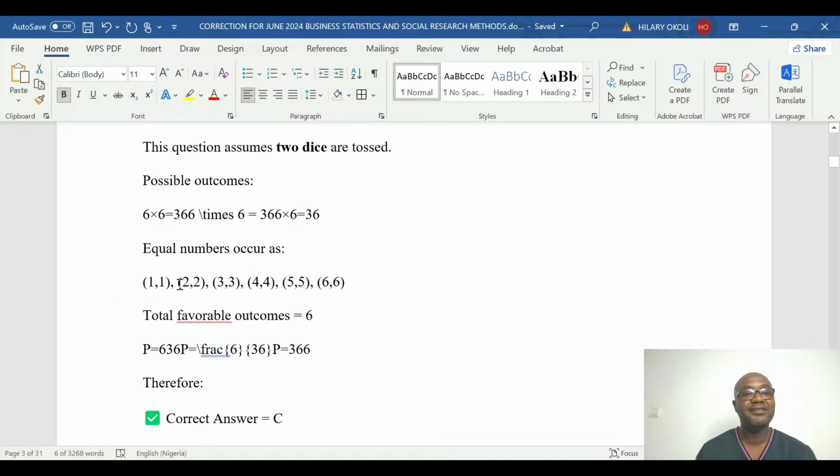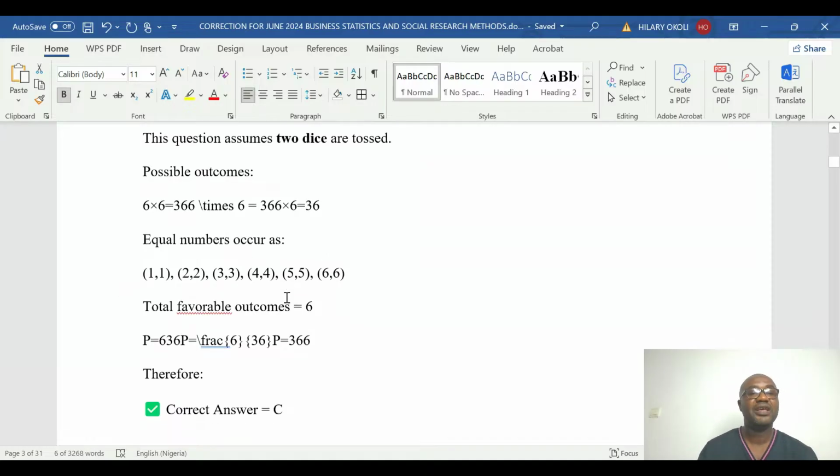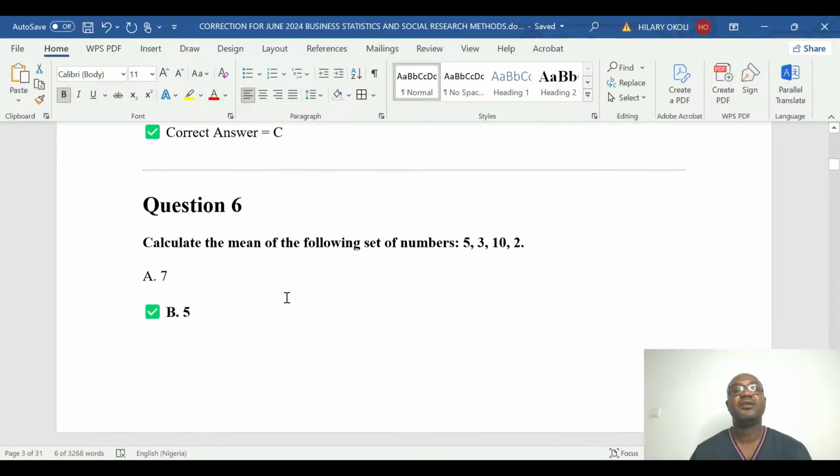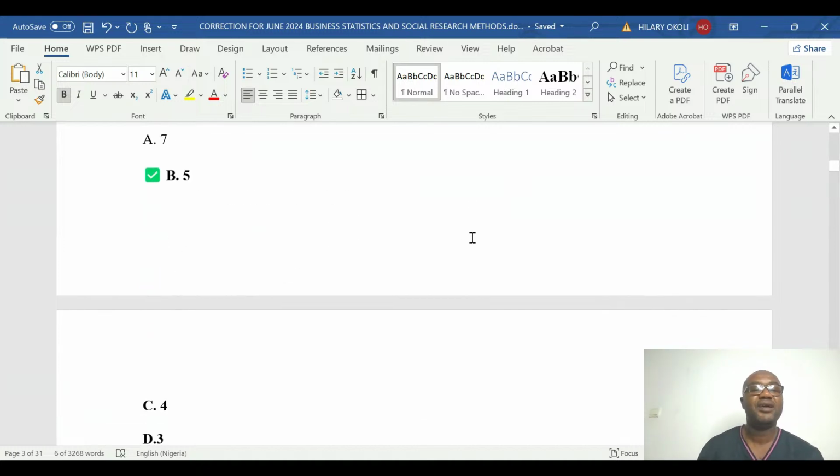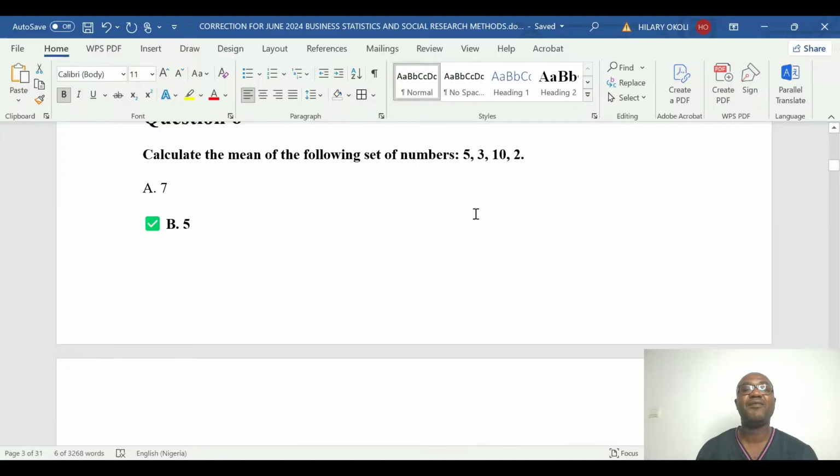So that is the way it goes. That's where we land at C. So here, looking at the mean, we remember that mean is adding up and dividing. Calculate the mean of the following set of numbers. What we do here is add 5, 3, 10, 2 and divide by the number of items, 4. The data set has 4 values: 1, 2, 3, 4. That is 5, 3, 10, and 2.